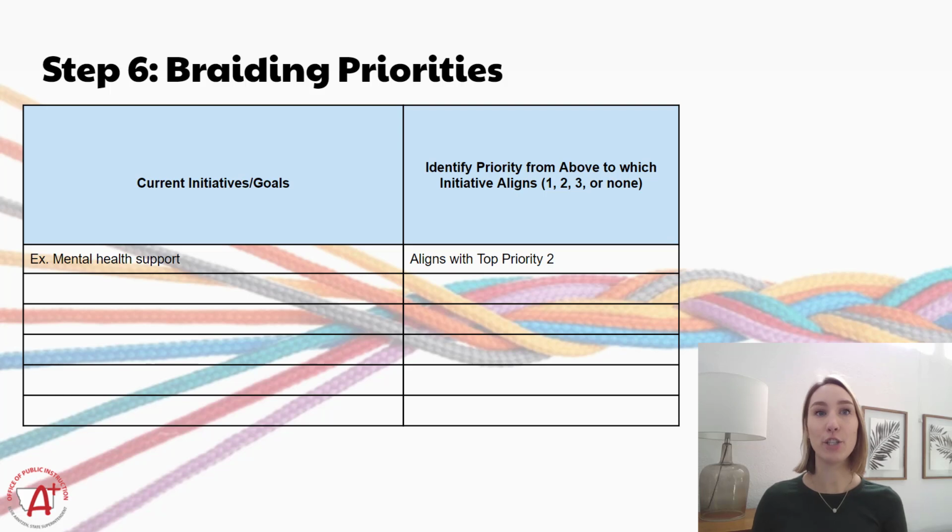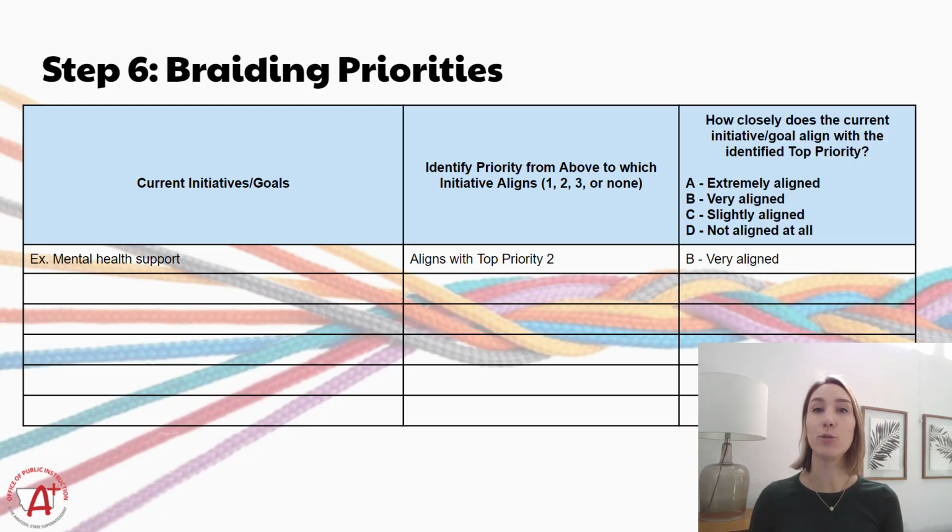Next, you'll identify which of your 3 priorities, determined in steps 4 and 5 of this process, each initiative or goal might align with. And then you'll determine the degree of alignment, from extremely aligned to not aligned at all. In this example, our mental health support initiative is very aligned with our top priority 2, as indicated in that last column. This process allows us to look at each goal individually to determine whether or not it's something that will facilitate the achievement of those top 3 priorities you've identified.